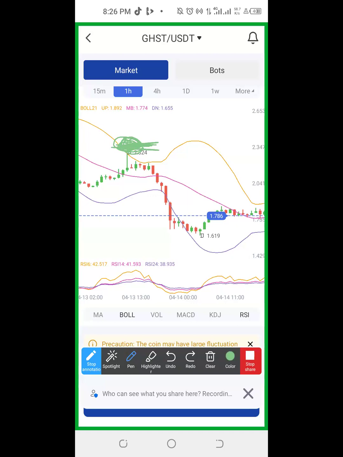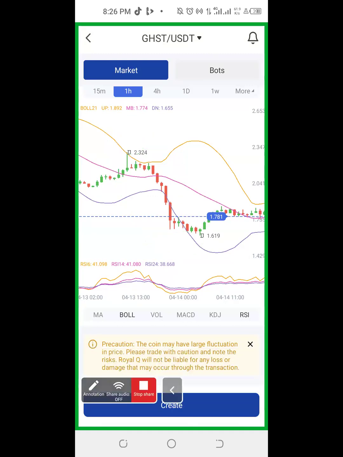Then you can now deduce that this candle here, this red candle, the bottom, that wick, that tiny thread, is the support. This is the support. This is the resistance. If you consider these charts.